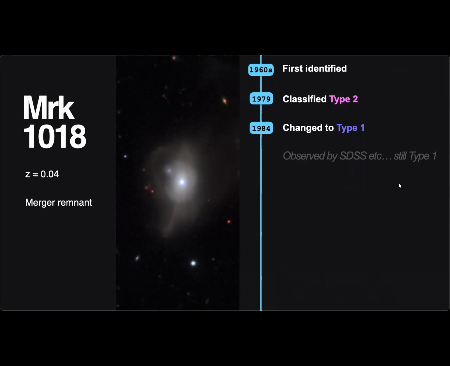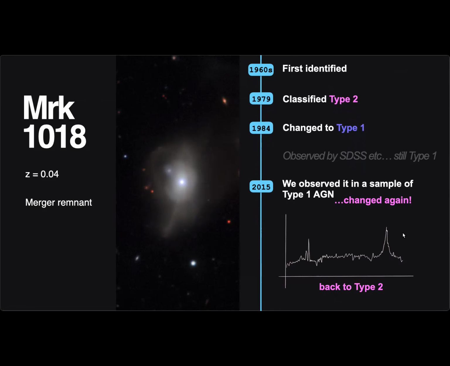So after that, it was observed by SDSS and a bunch of other stuff, still type 1. And then we selected it as the type 1 AGN as part of the Close AGN Reference Survey, which was one of the first large programs on the VLT MUSE instrument. And we got a bit of a shock when we opened the data. It didn't look how we expected. It had changed back to its type 2 state. So this is when we published that second changing look event in 2015.